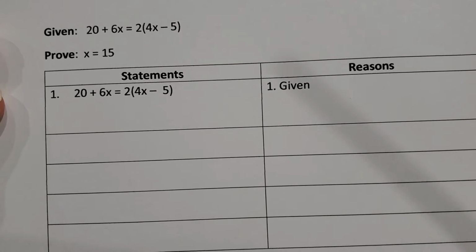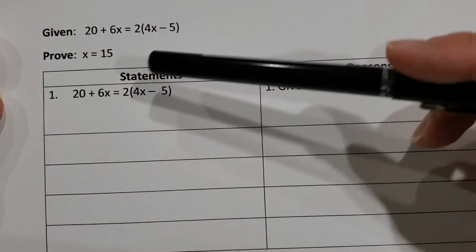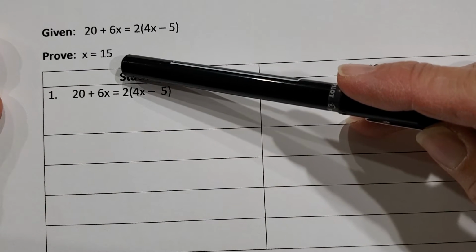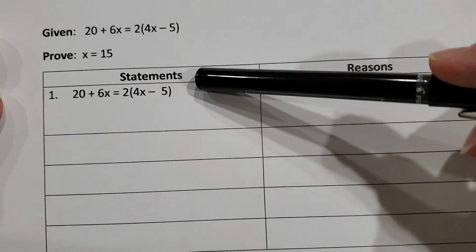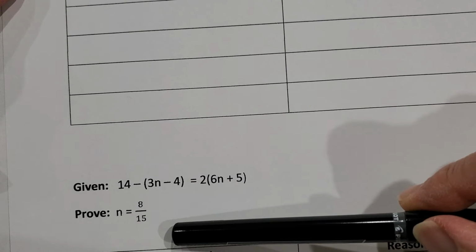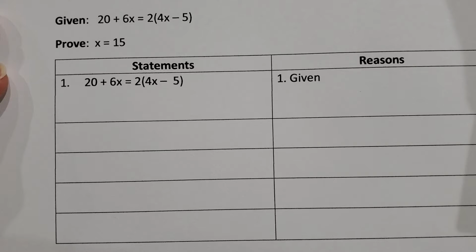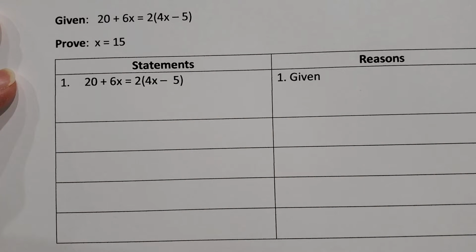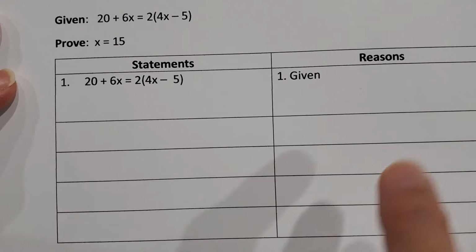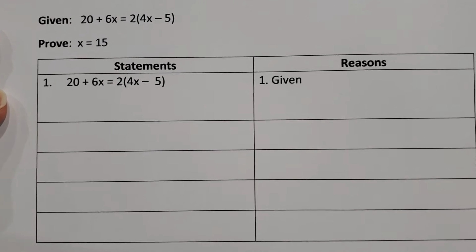So our algebraic proofs start off with given information, which is a linear equation, and they tell us what we need to prove, which is pretty much the answer for that equation. And so we kind of know the answer. So if we get done with our proof and we don't get x equals 15 on this one or n equals 8/15 on this one, we know we did something wrong. That's kind of the cool part about it. But the other thing is, we're just going to solve on this side. We don't have to show as much work as when we solved normally, and then we're going to give the reasons on this side. So let's get started.